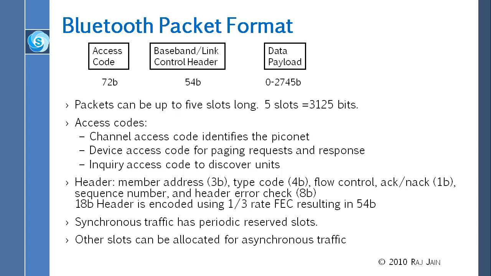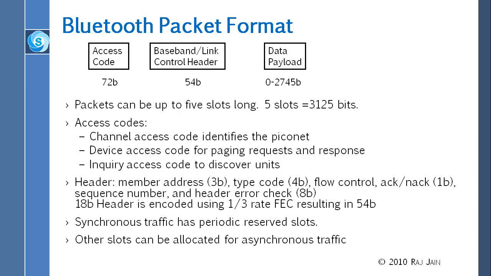Type code is 4 bits, what kind of packet it is. Flow control, ACK or NAK is 1 bit. Sequence number, and the header checksum 8 bits. The header is encoded using 1/3 rate FEC, resulting in 54 bits. So the total is 18 bits, and it becomes 18 times 3, 54 bits, because it is transmitted 3 times. That is what 1/3 rate means: you need to send 3 times as many bits.